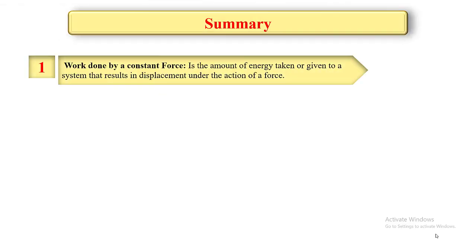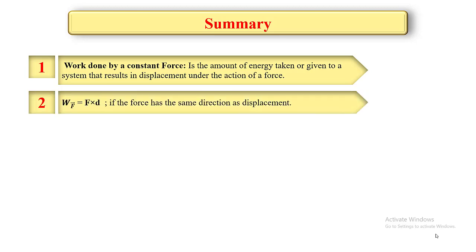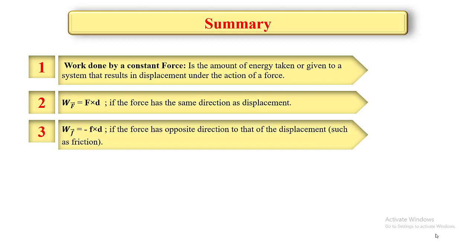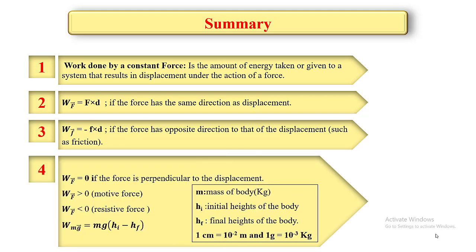At the end of the first part of this chapter, we can summarize the main points as: the work done by a constant force is the amount of energy taken or given to a system that results in a displacement under the action of a force. The expression of the work done by a motive force is equal to F times D, and the expression of the work done by a resistive force is equal to minus F times D.